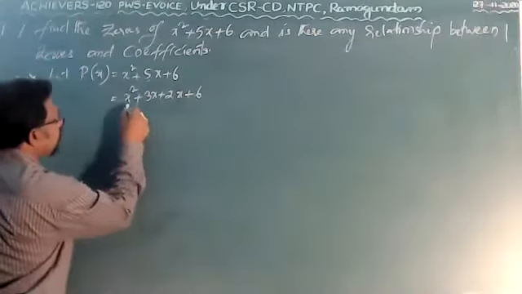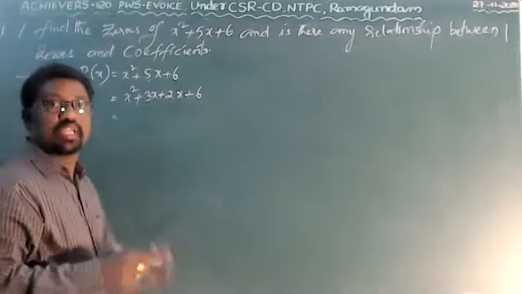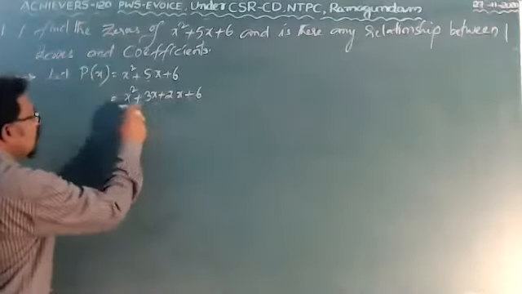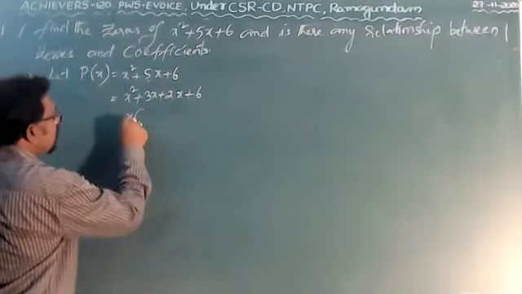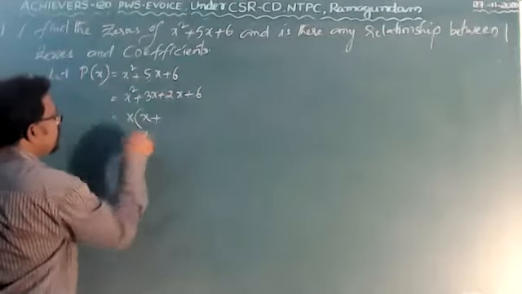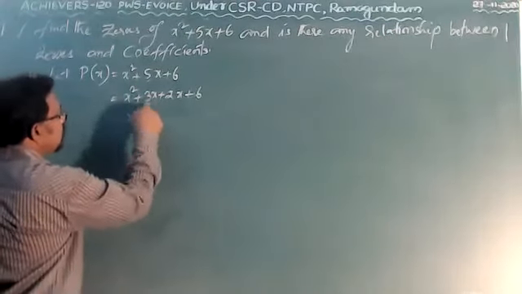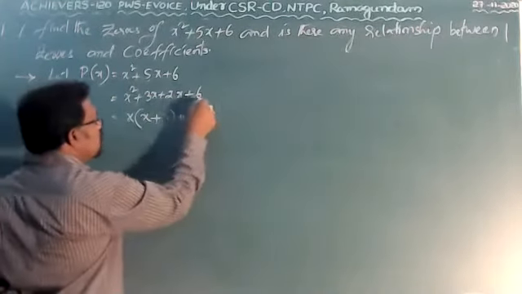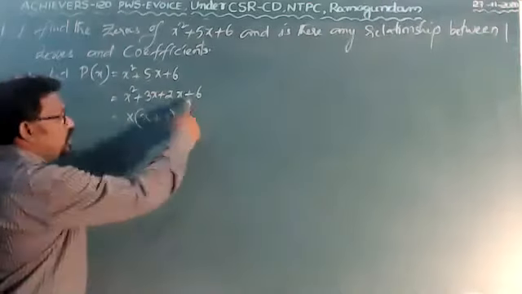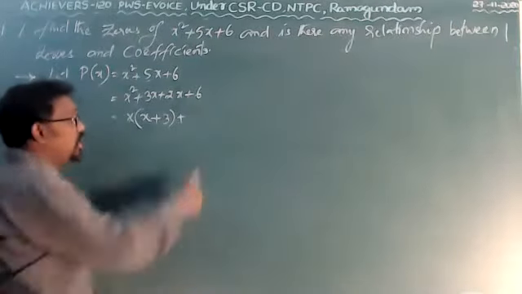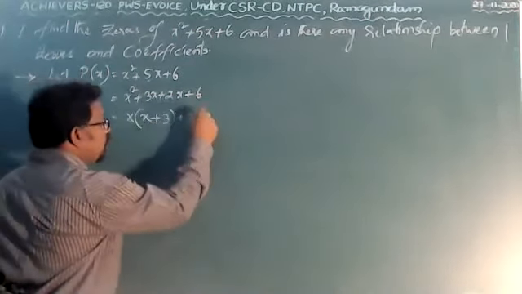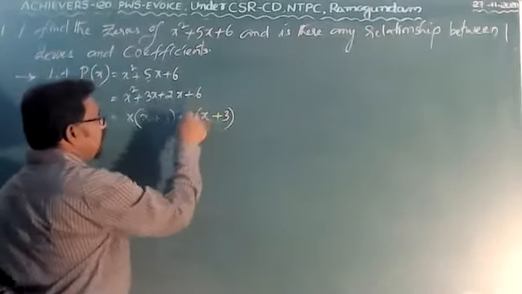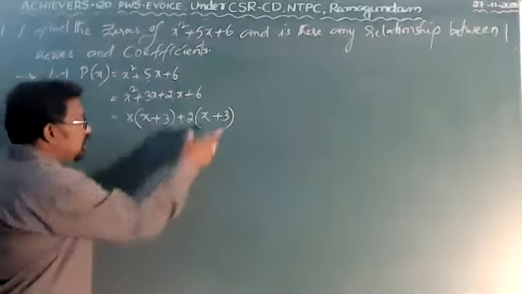Now we have to take common from these two. What is the common in both? x is common. x into x is x square, plus x into 3 is 3x. Plus, what is common in this? 2 is common, not x, there is no x here. Take 2 as common: 2 into x is 2x, plus 2 into 3 is 6.